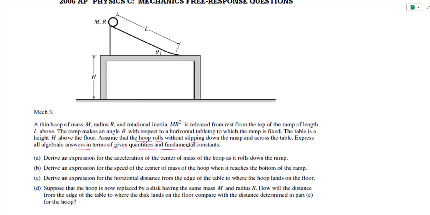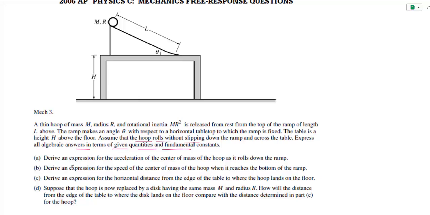There are various methods using which you can solve this problem. Either you can use the rotational dynamics method, or you can use the conservation of energy. So there are various ways you can answer this question. I am using the shortest way, that is the law of conservation of mechanical energy. See, it is moving from this top to the bottom.